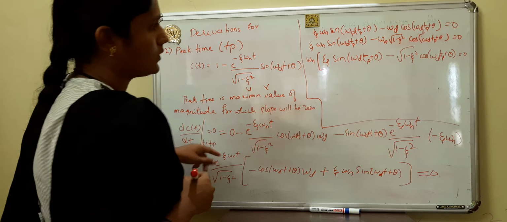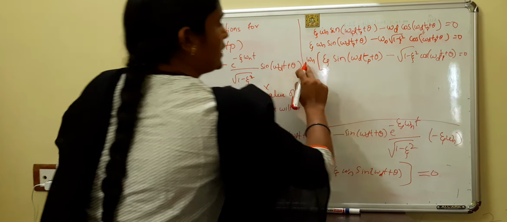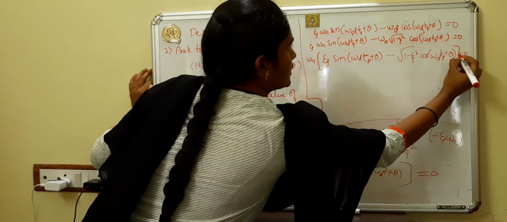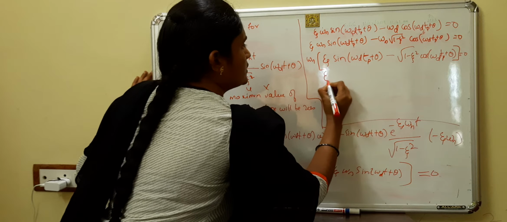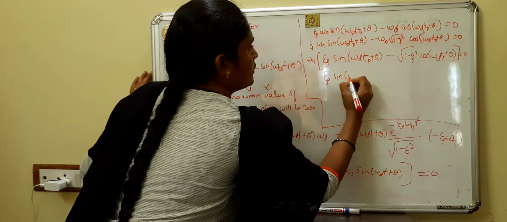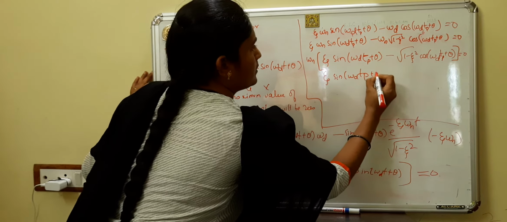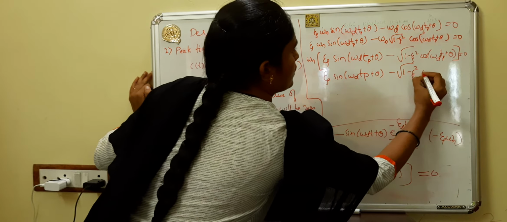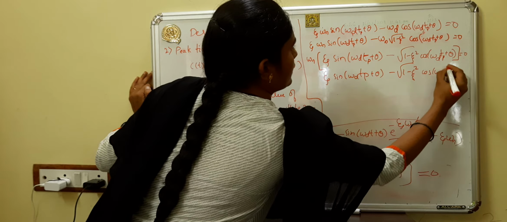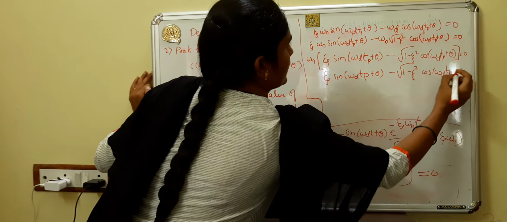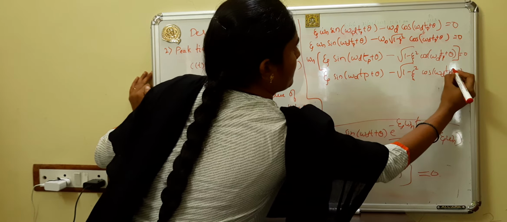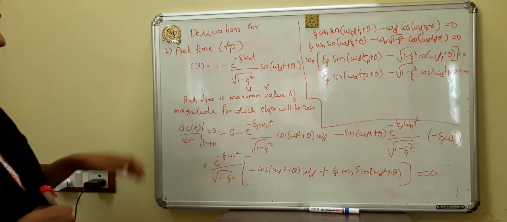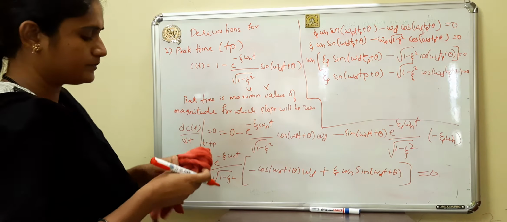Okay, this term we take to that side, so it becomes 0. What remains is the term inside the bracket, that is zeta sin of omega d tp plus theta minus square root of 1 minus zeta square cos of omega d tp plus theta. That is equal to 0. This will remain.